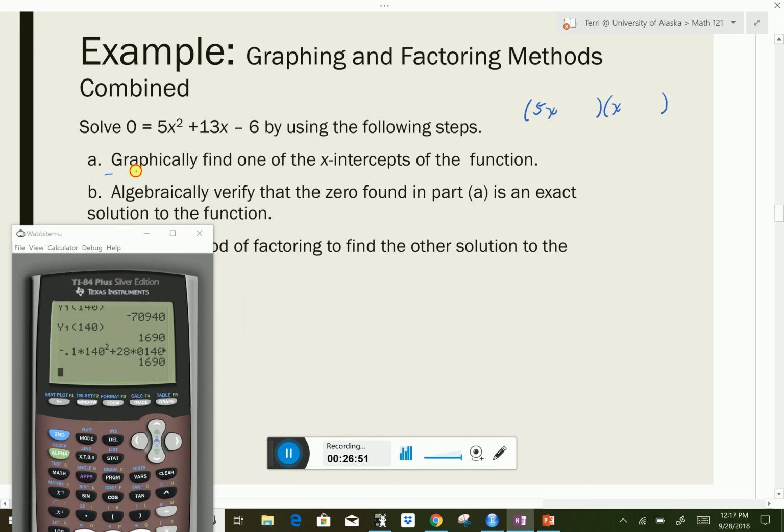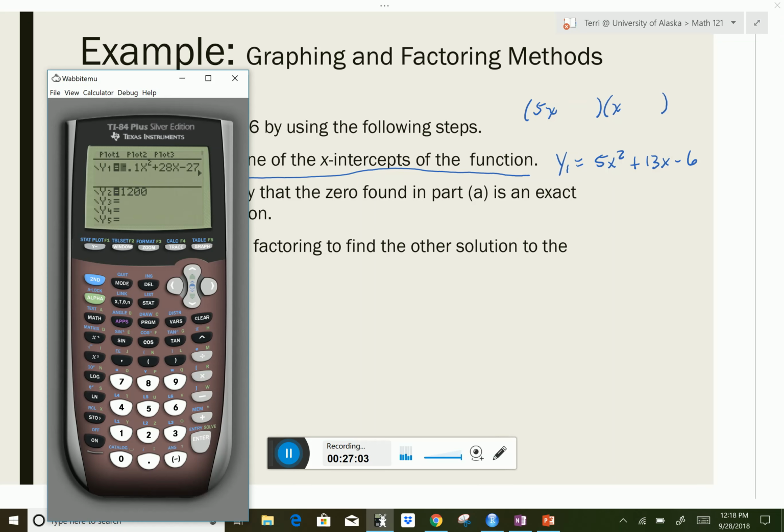I could graphically find one of the x-intercepts of the function. So I'm going to make my y1 equal to this. Now I'm going to go back to y1. Let me clear the 1200 that we did on the last example. And we have 5x squared plus 13x minus 6. Let me delete the rest of this. Whoops, it's deleting the wrong way. Go up here, delete everything. Now it's deleting the right way.